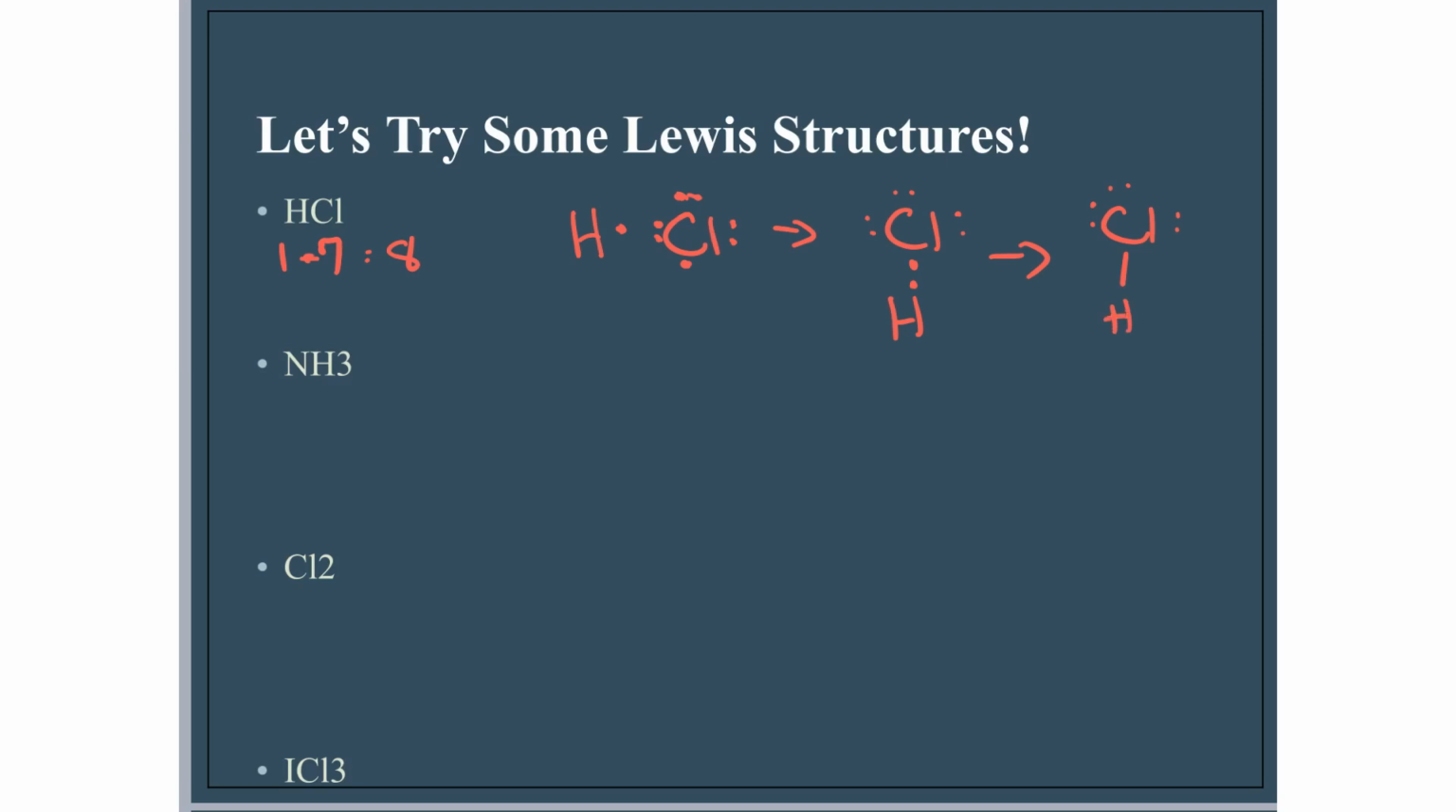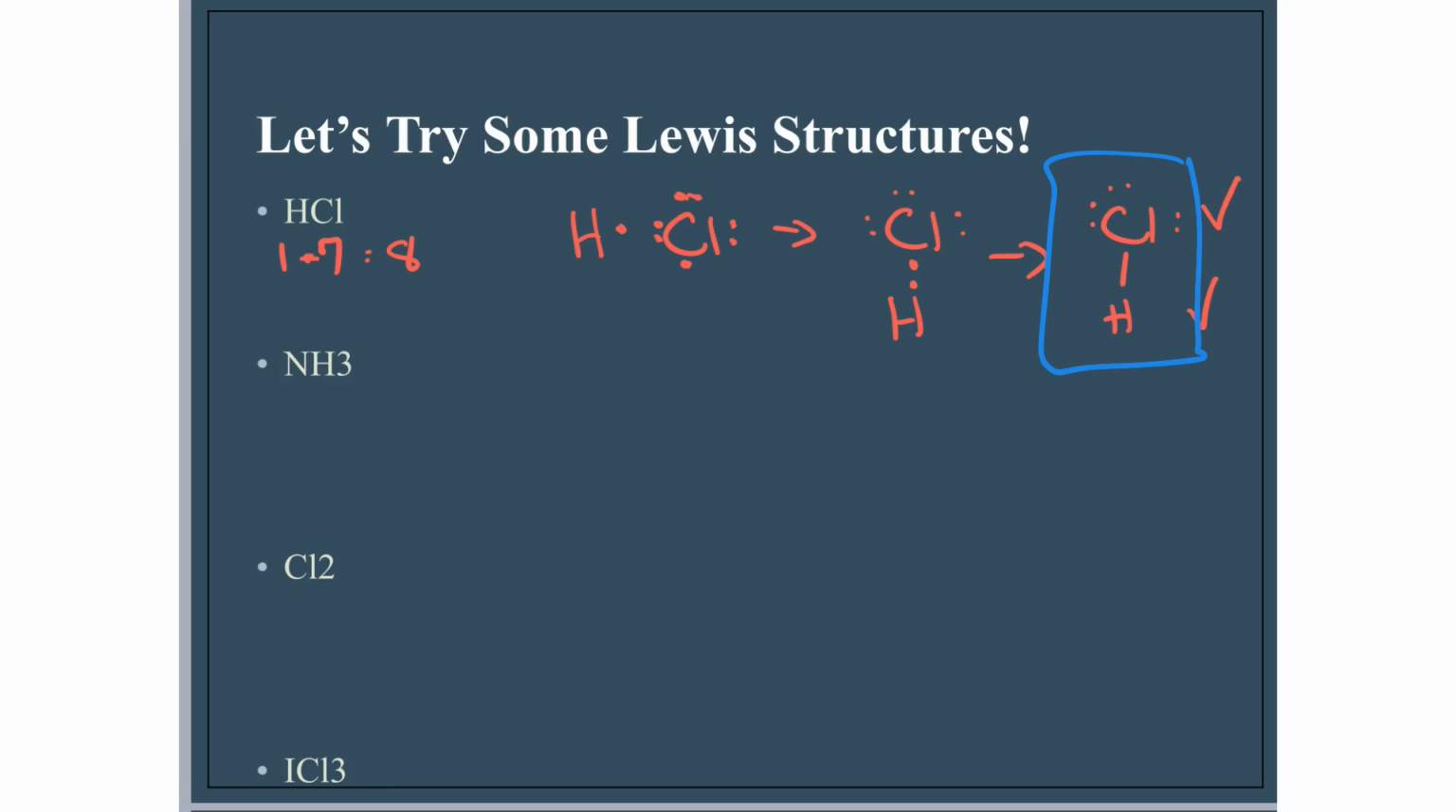Okay, and so you'd want to double check it now and say, okay, hydrogen has 2 electrons around it because it has 1 bond, so that's good. And chlorine has 1 bond, which is 2 electrons, and then 3 lone pairs, so a total of 8. So this is the final structure, and maybe it's good to circle your final structure.